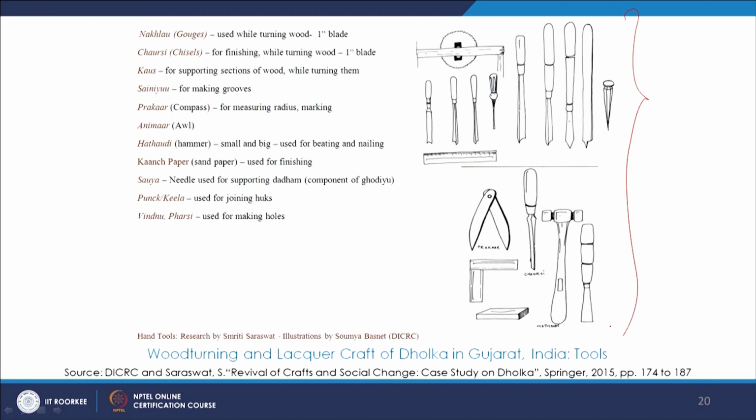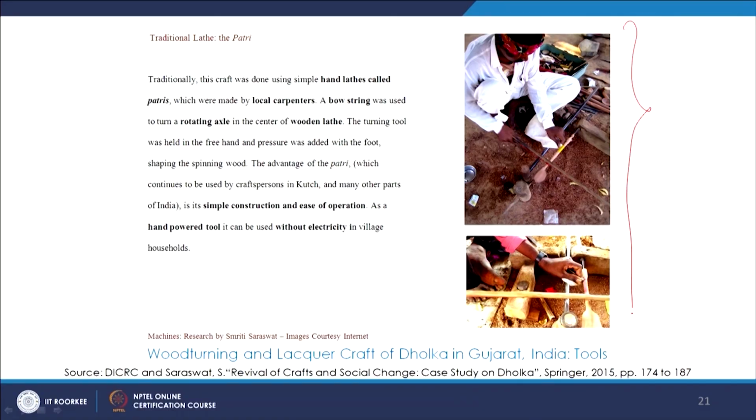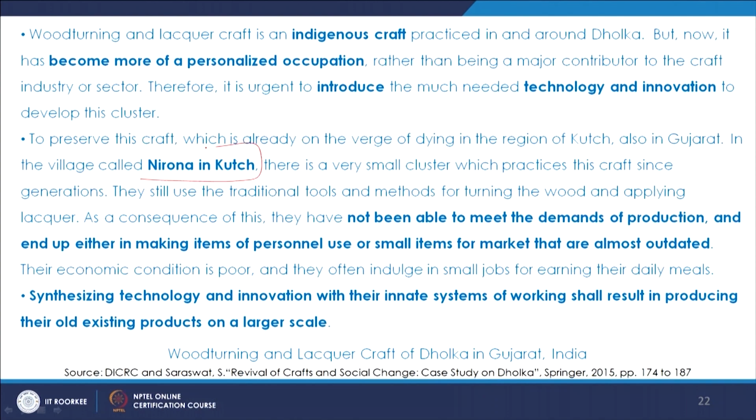So just to understand how this craft form has already evolved, and there are still regional variations that could be seen. If we see another craft cluster in one of the other villages of Gujarat, the traditional lathe, which is called the patri, is used, and this work is entirely done by hand. It's a very simple mechanism, it has an easy operation, it works without electricity, and it works as a hand powered tool.